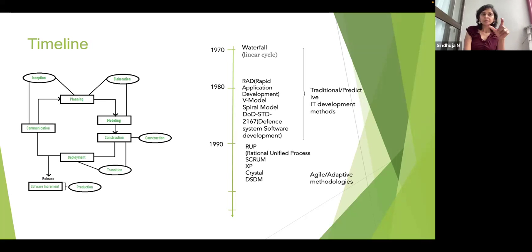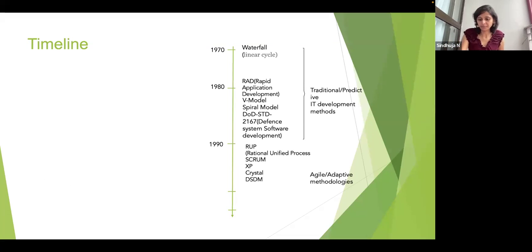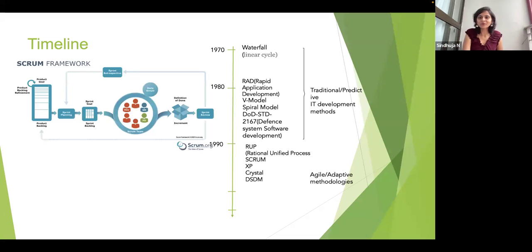That means this is an iterative model. This is not like how our waterfall works. It goes in an iterative, incremental process. So this is RUP, Rational Unified Process, which came ahead of Scrum. And the Scrum framework, pretty much we all know what it is and how it is.